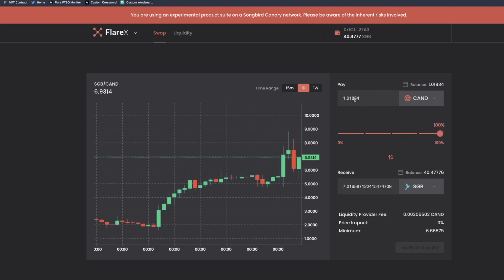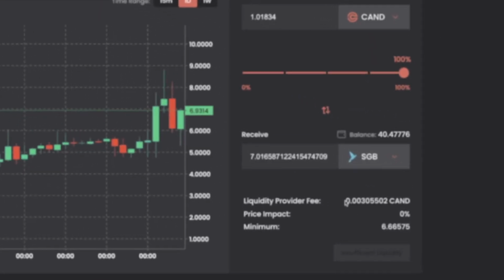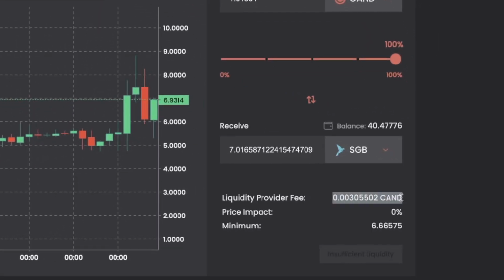Now 1.01 Canary dollars will actually get you at this particular time around 7 Songbird. Now what you can see here is a liquidity provider fee, and this is basically a fee which is given to the liquidity providers. More on that in a second.